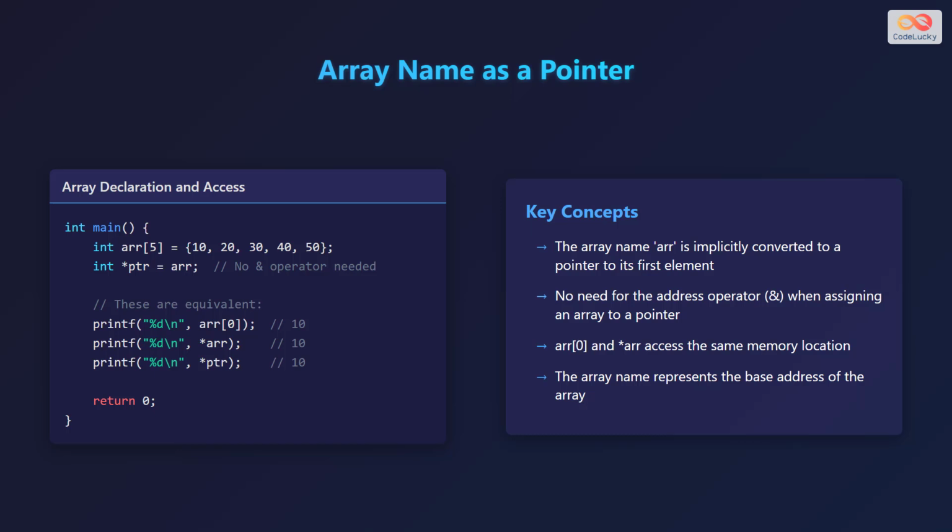Here are the key concepts to keep in mind. The array name arr is implicitly converted to a pointer to its first element. We don't need the address operator, ampersand, when assigning an array to a pointer. arr[0] and *arr access the same memory location. Finally, the array name represents the base address of the array.